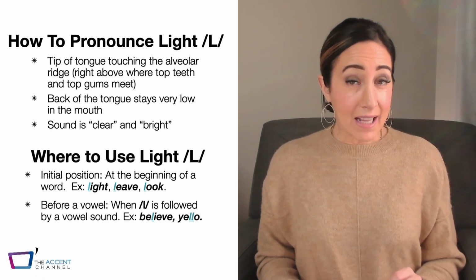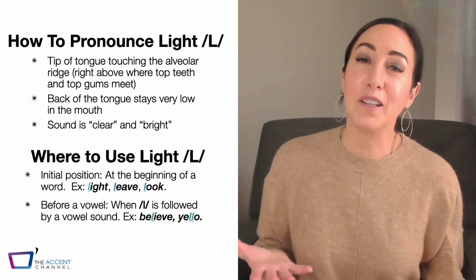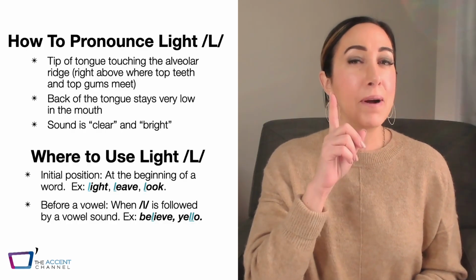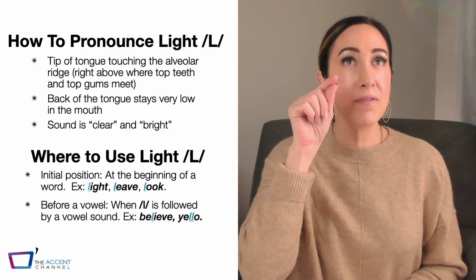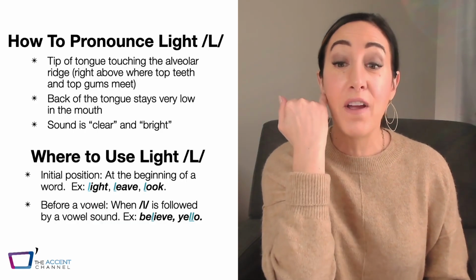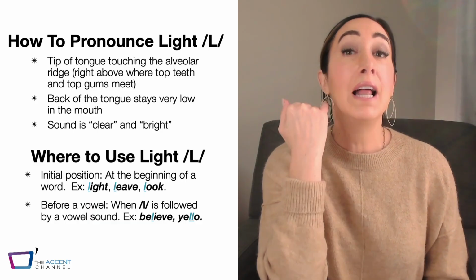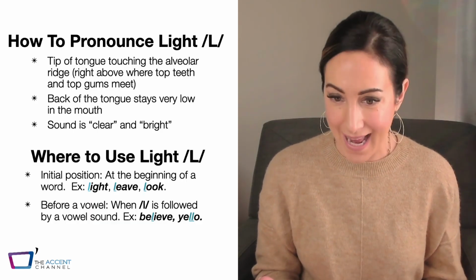The light L is pronounced by placing the tip of your tongue on the alveolar ridge. We talked about that spot right above where the top teeth and gums meet. So it's on the back. The tip of the tongue is touching the alveolar ridge, but the back of the tongue is very low in the mouth. La, la, la. It's a very clear and very bright sound.